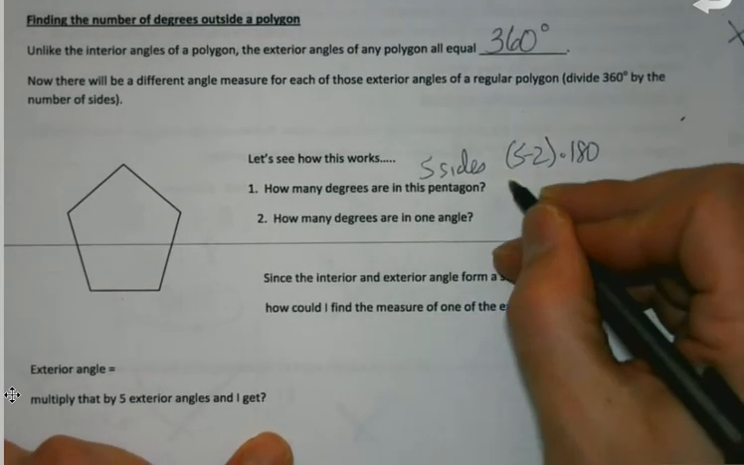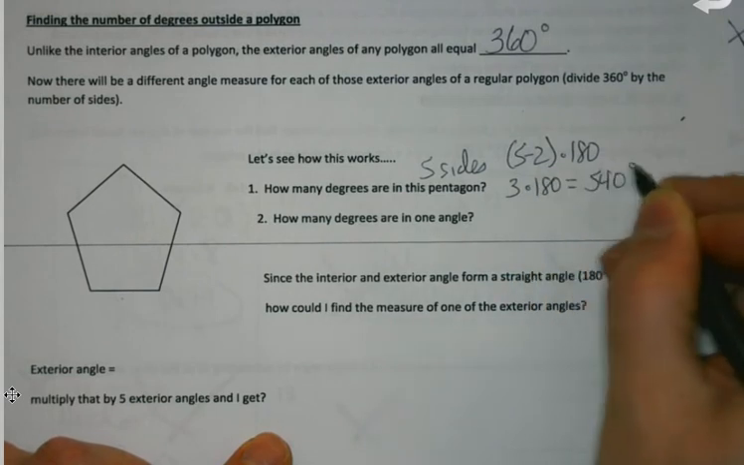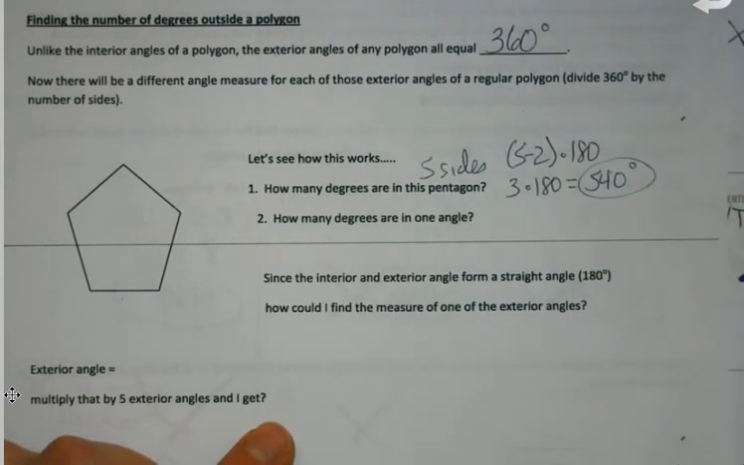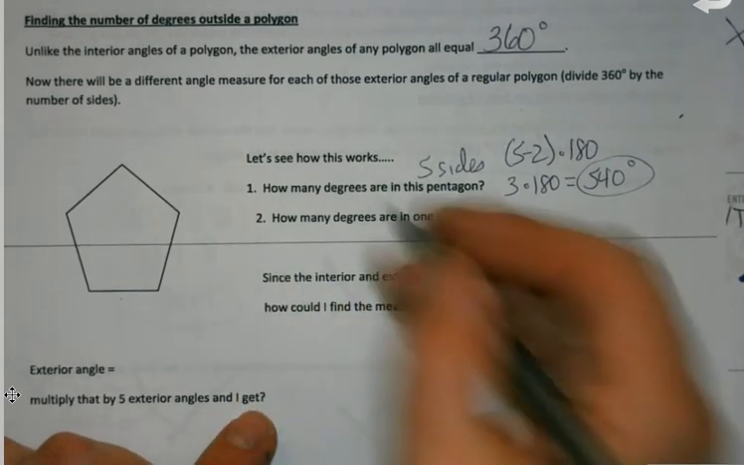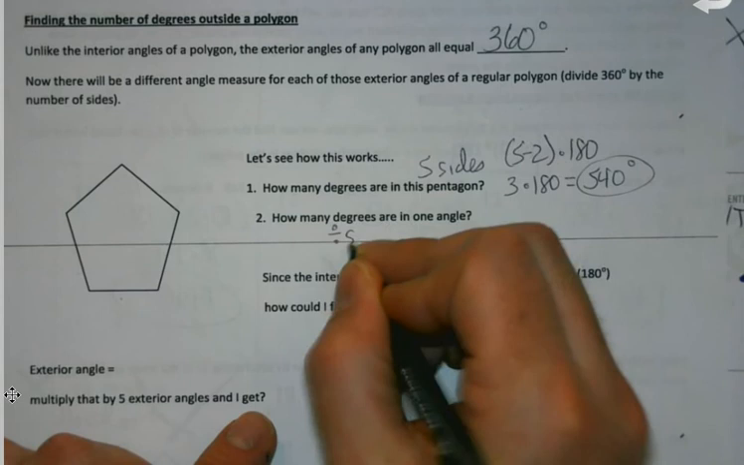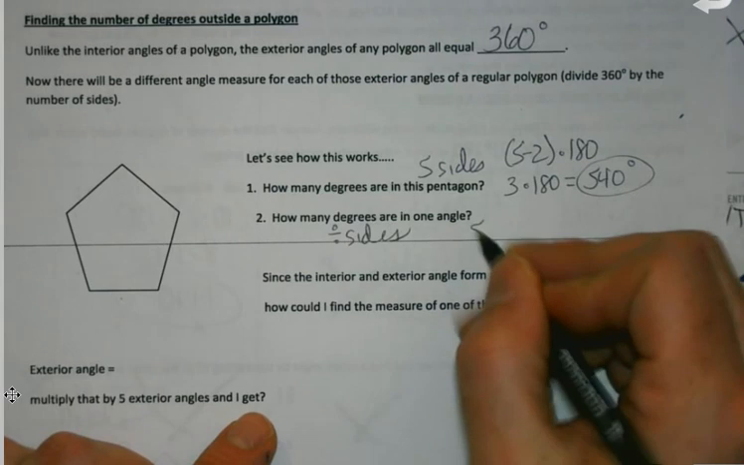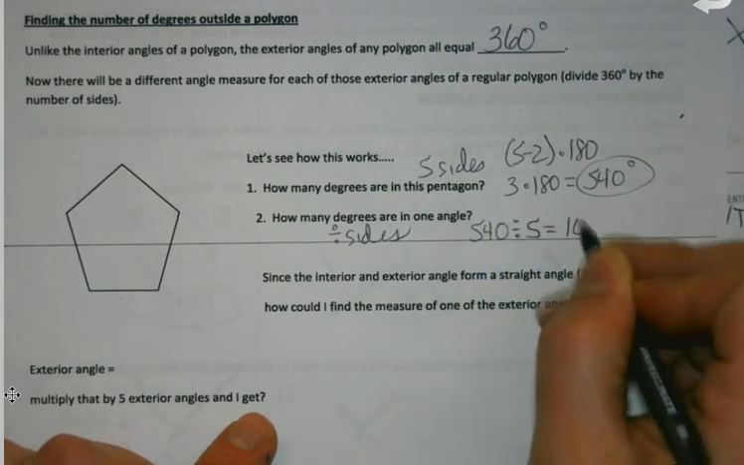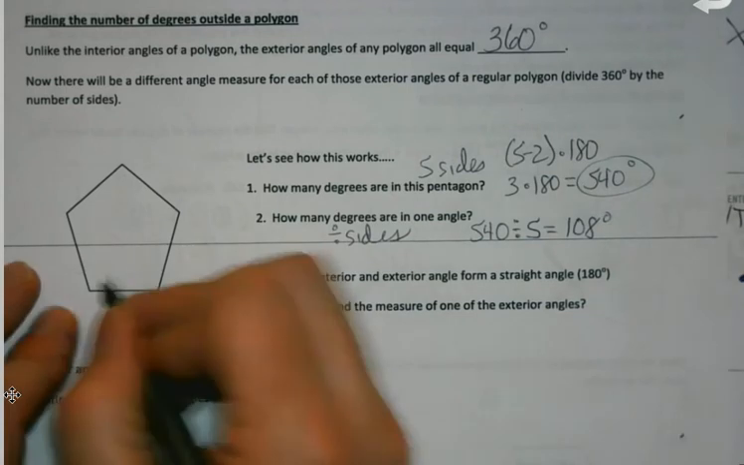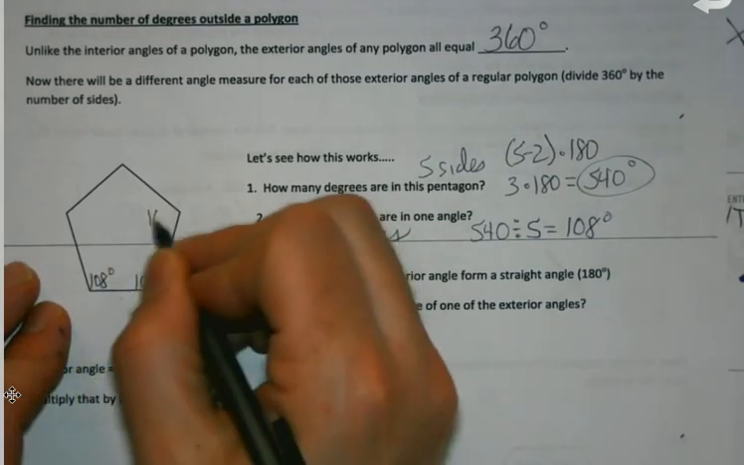And let's see here. 3 times 180 is 540 degrees. Okay, there's 540 degrees in the pentagon. Well, how many degrees are in one angle? Well, we're just going to divide that answer we just got by the number of sides there are. So 540 divided by 5 means that each angle over here in my pentagon is 108 degrees.